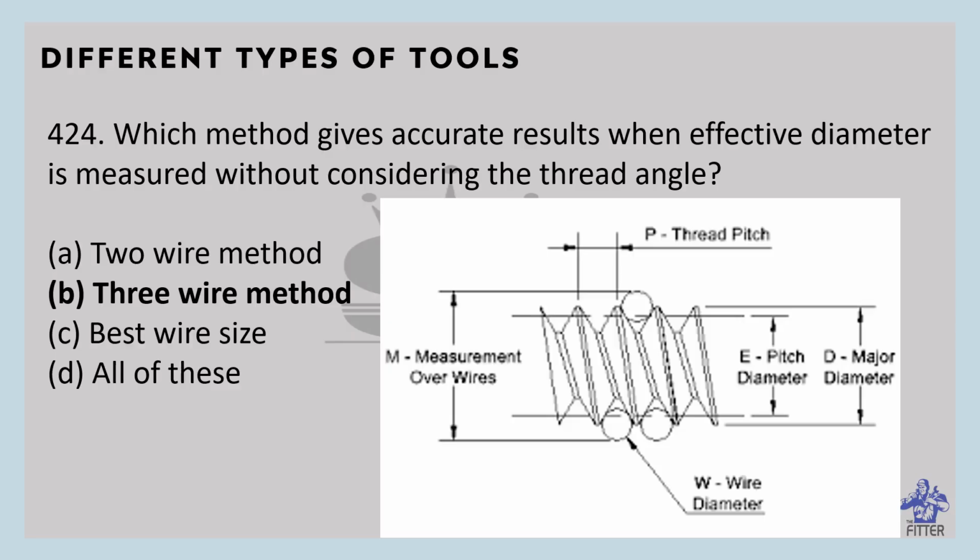angle. In three-wire method, the size of the wire used depends on the pitch of the thread to be measured. For measuring the effective diameter, three wires are suitably placed between the threads. You can see here in the image. The measuring wires are fitted in wire holders which are supplied in pairs.